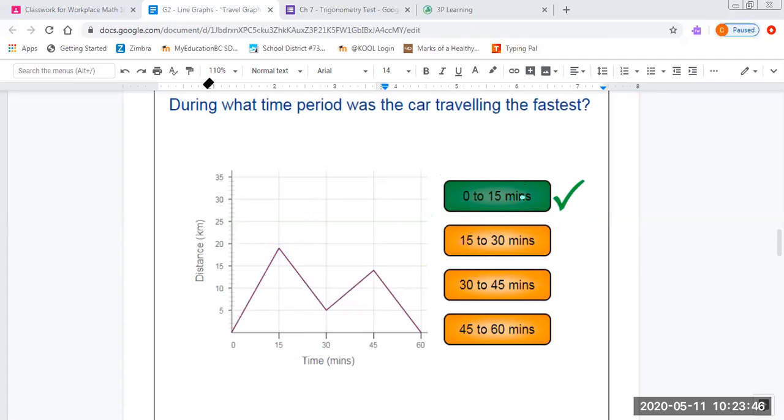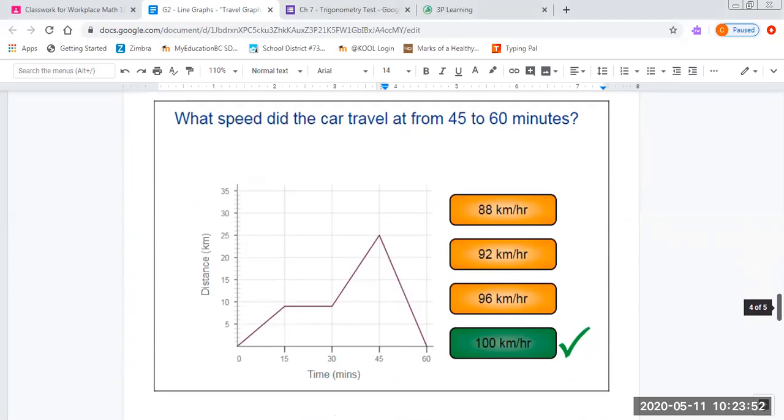Let me just erase these and then we'll move on to the next. The last 2 questions that we're going to look at require a bit more calculation. The first question here says, what speed did the car travel at from 45 to 60 minutes? We are looking at a time frame of right here, 45 to 60 minutes. At 45 minutes, it was at 25 kilometers, and by 60 minutes, it was at 0 kilometers traveled. But in essence, what it had traveled was 25 kilometers.